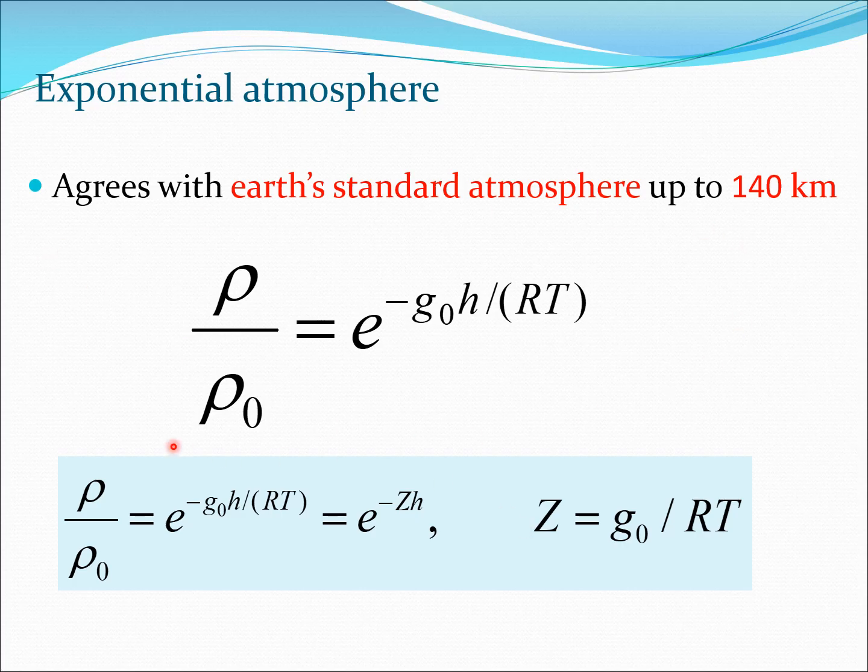So this equation here generally is correct to about 140 kilometers, which is quite a long distance from the Earth, and this agrees with the Earth standard atmosphere in this region. Now I take this equation here and I can write this coefficient g0 by RT as some variable z, and then I write this equation here. So I get e to the power minus zh, or minus zh depending on your particular predilection. So this equation is something which is going to be very important for us. So remember this, this is the exponential atmosphere, that rho by rho 0 is e to the power minus zh, z being g0 by RT.